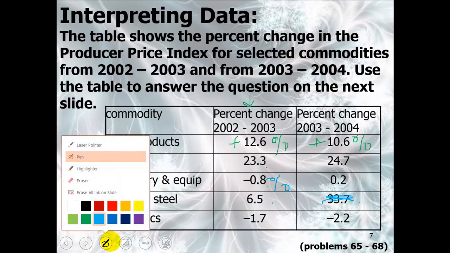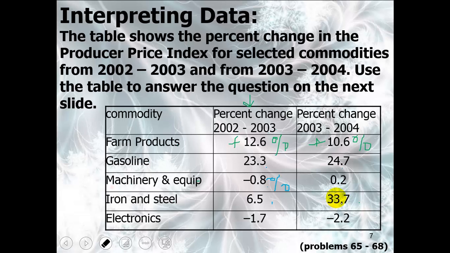Oops. Keep pressing the wrong thing. Sorry, peeps. Okay.